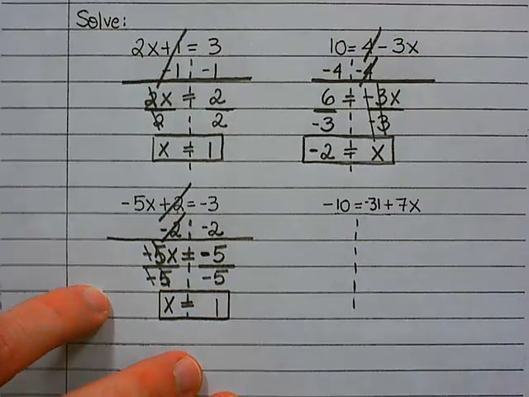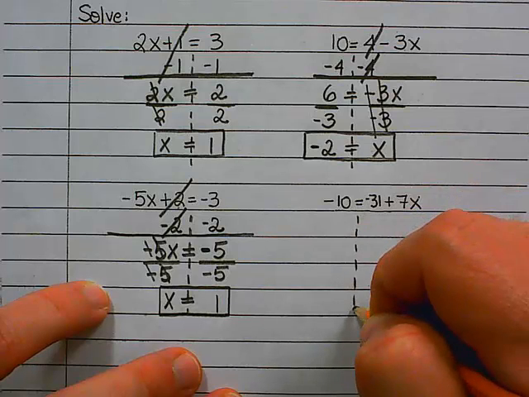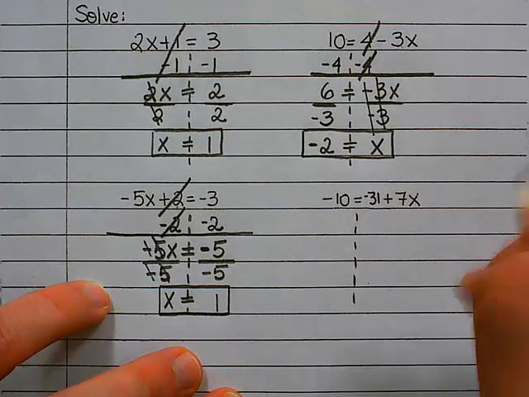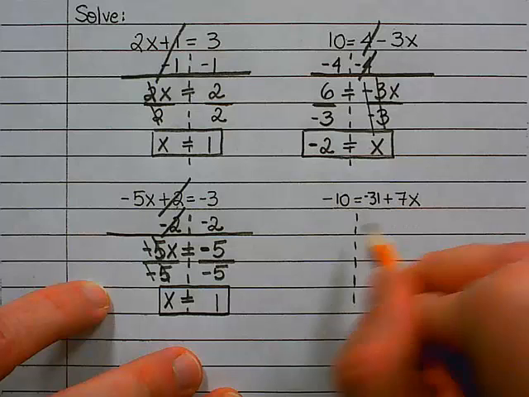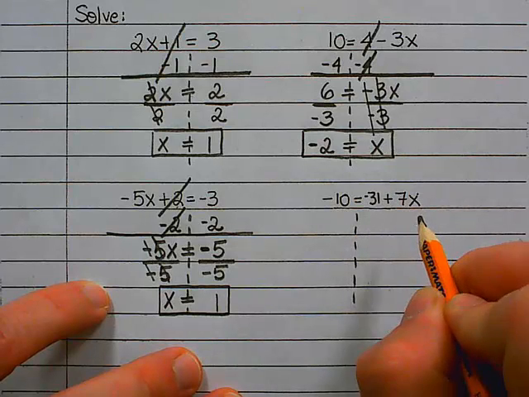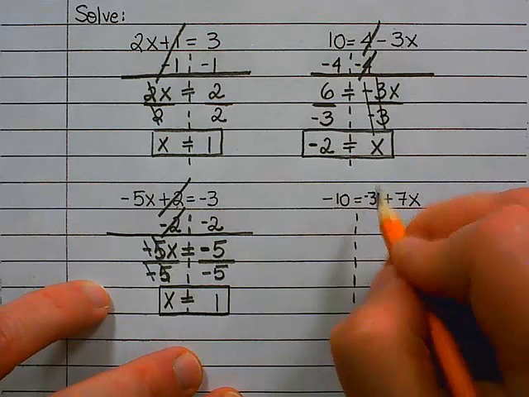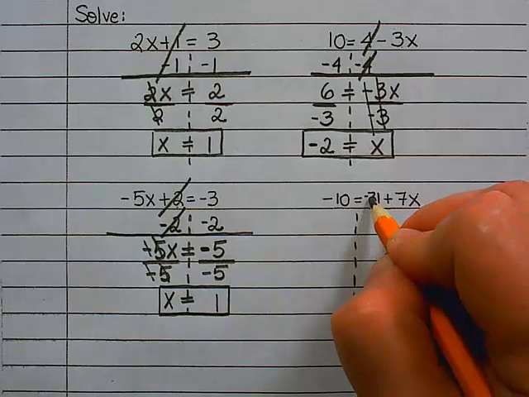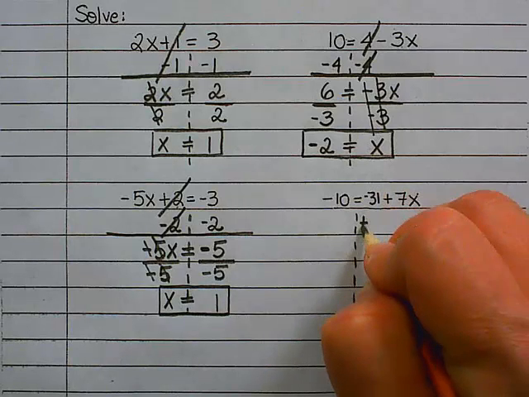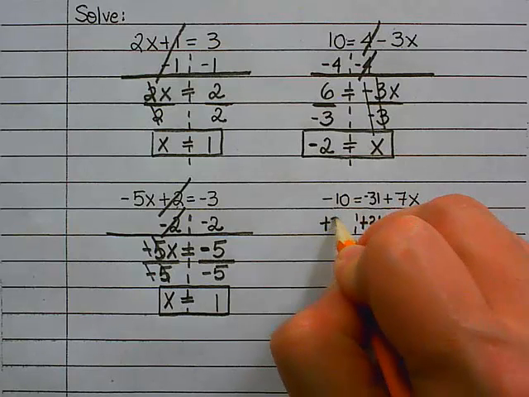Alright, let's do one more problem. On this problem, remember, I'm drawing the line to always keep in mind that I have the left and the right side of the equation, and my job is to get one of the sides with the letter alone. So in this case, the x is over here, so I'm going to cancel the 31. This is a negative 31, so to cancel it, I'm going to do the opposite, which is positive 31. And make sure to do it on both sides.